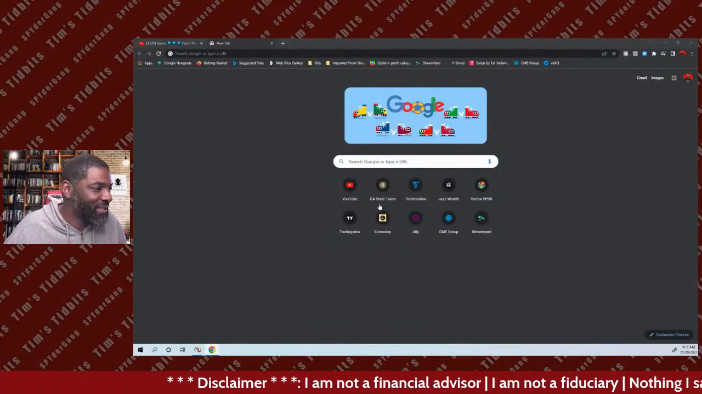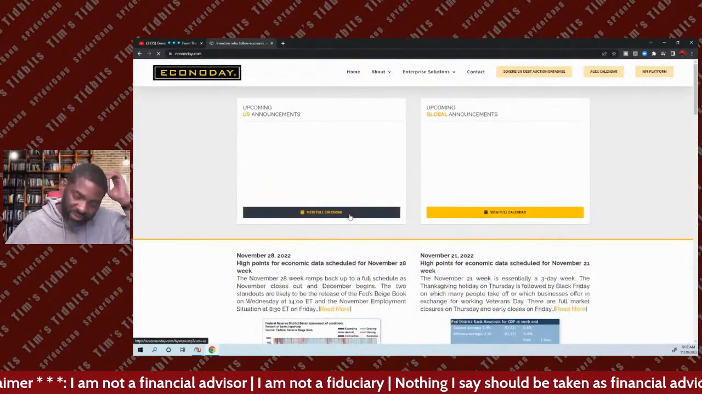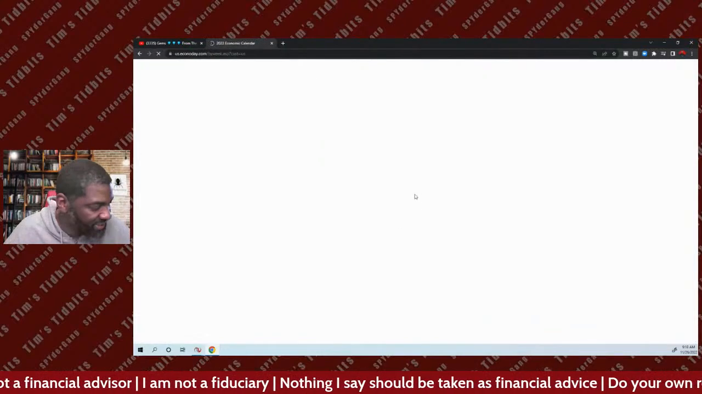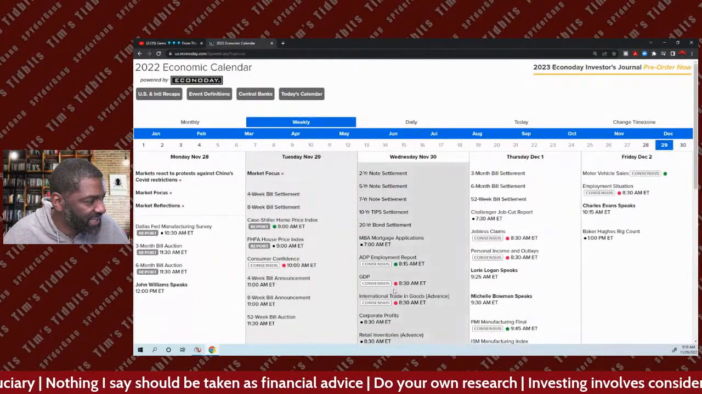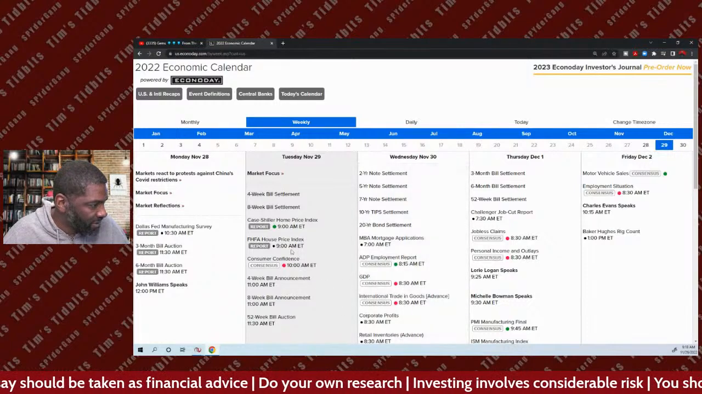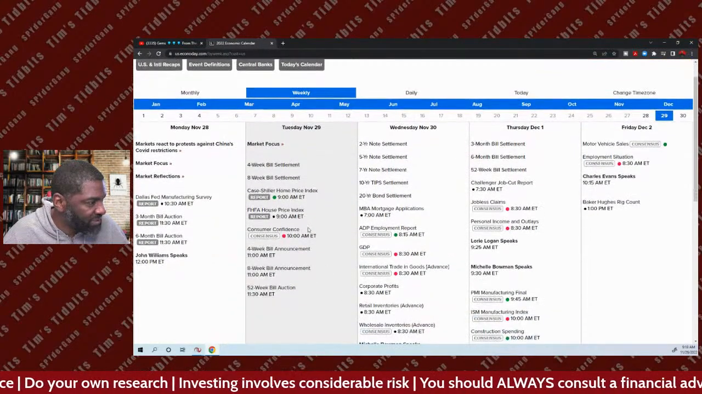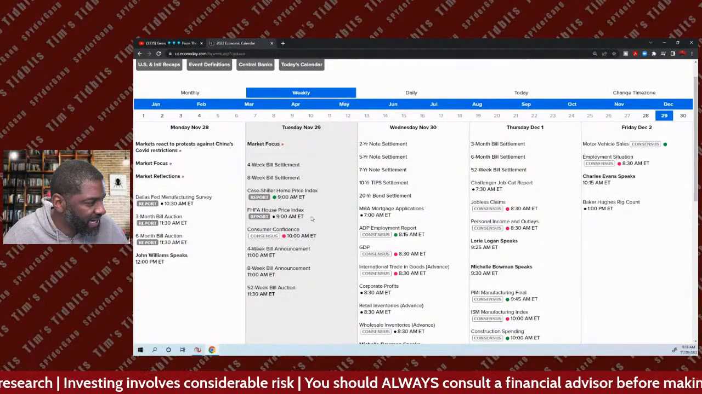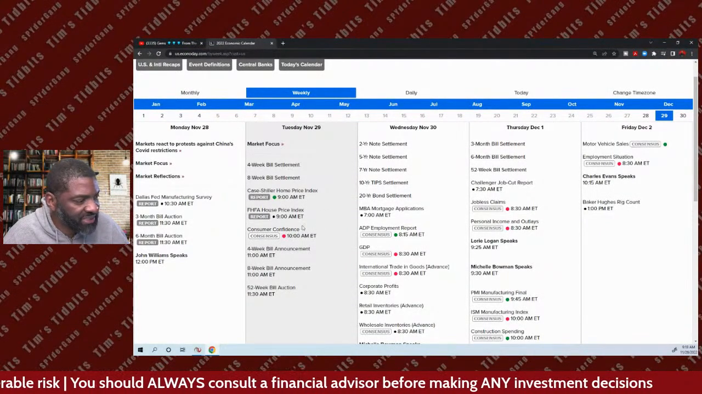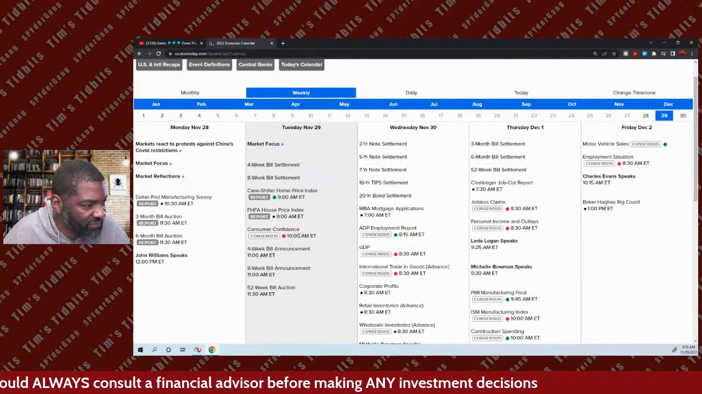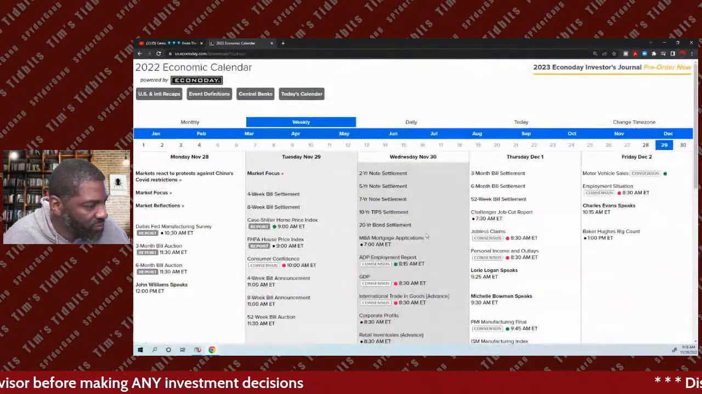All right. Let's go look at the Econo Day. Let's see what's going on with Econo Day. I know there was a lot of news this week. Consumer confidence today at 10. We had some home price information come out at 9 o'clock. Potentially volatile on consumer confidence. Tomorrow is a big day.